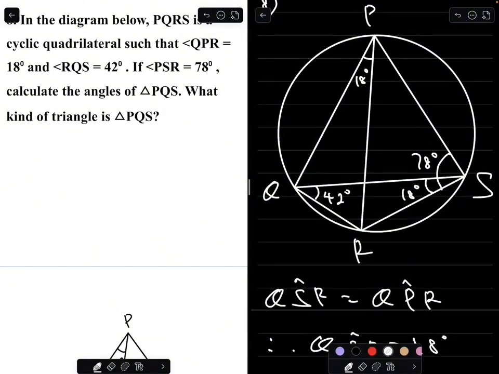Okay, if this angle is 42 degrees, then this angle will also be 42 degrees. And the reason for that is angles in the same segment. You can see that there's a chord here which divides the circle into two segments, this minor segment and this major segment. So you'll see that these two lines form an angle at the circumference of the circle by touching the extreme ends of the chord.